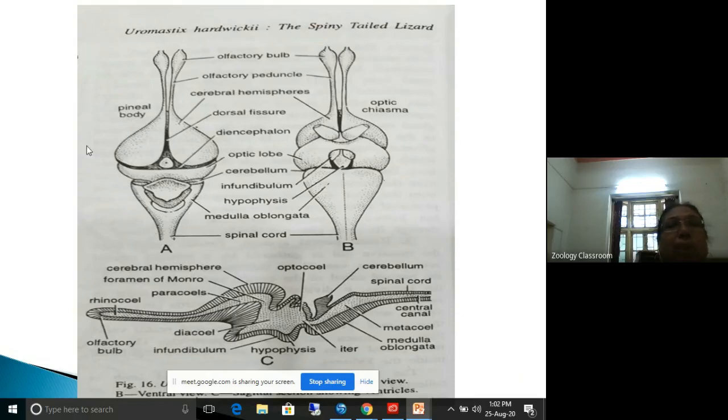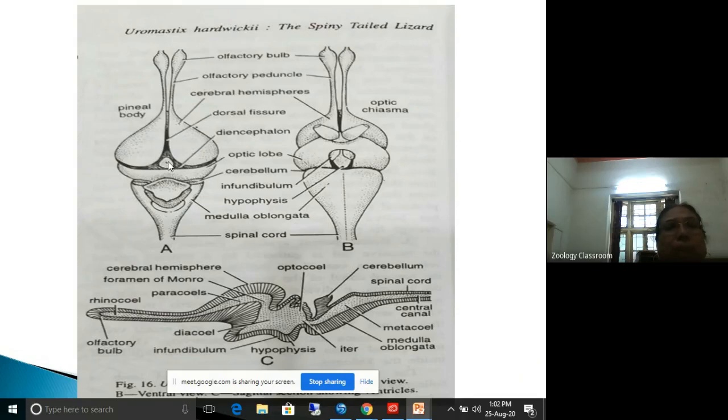So this is different from the amphibian brain. The olfactory lobes are two bulb-like structures on the anterior side. The olfactory lobe joins the cerebral hemisphere by a thread-like structure called the olfactory peduncle. It is not present in the frog brain. The cerebral hemisphere is anteriorly narrow and posteriorly broad, covering the diencephalon. The diencephalon is a compressed area covered by the optic lobes and cerebral hemisphere.